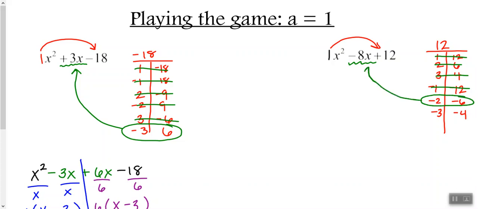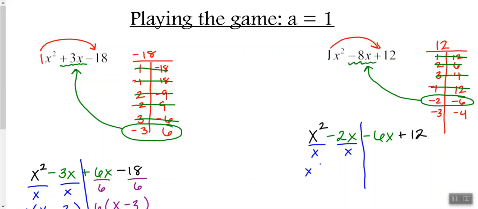So we're going to substitute those back into just the middle. So I still have x squared, and now instead of writing minus 8x, I'm going to say minus 2x, minus 6x, and then plus 12. Now I have my 4 terms, so I can split the middle, and I'm going to group. So my GCF of the first 2 is x. X goes in front of parentheses, and I'm left with x minus 2.